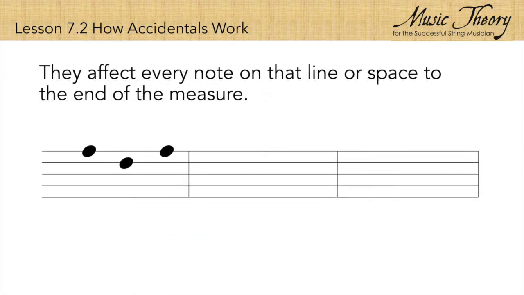The rule for accidentals is that they affect every note on the same line or space until the end of the measure. If we add a sharp sign to the first note of this measure, it affects all the notes on that same line, and no other notes. In the next measure, the notes return to their natural state. If we wanted to make them sharp, we must add another sharp sign. If we wanted to make the last note of that measure natural, we would have to add a natural sign.